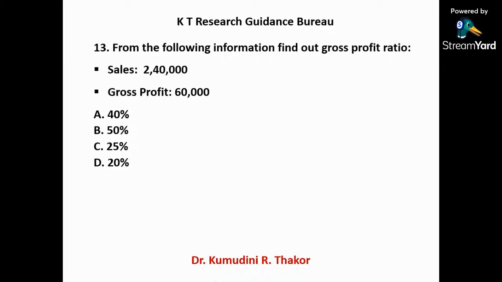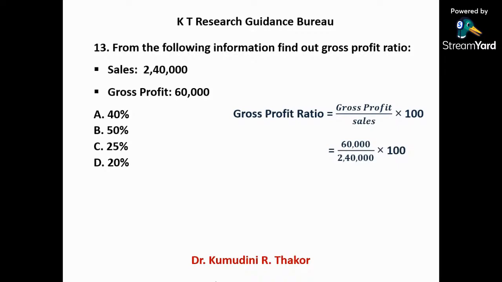Sales is 2,40,000. Gross profit is 60,000. And four options are there: A, 40%, B, 50%, C, 25%, and D, 20%. So, gross profit ratio equal to gross profit by sales. Your gross profit is already given. It is 60,000. And your sales is 2,40,000. So 60,000 by 2,40,000 into 100 is equal to 25%. And in option C, it is 25%.